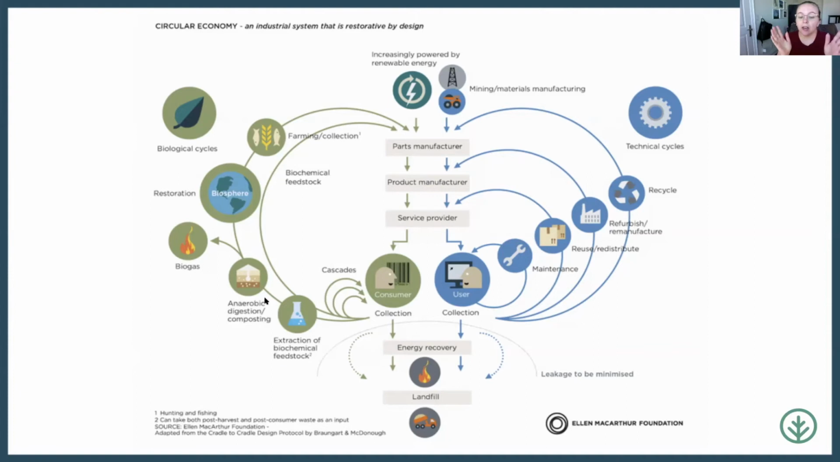Of course, with anything, there will be leaks. Not everything is going to be perfectly captured, but the idea is to minimize the leakage. So anything that comes out of this system that isn't reused or used for restoration, the hope is that we could get some energy recovery, and then some will end up going to landfill, just being realistic. But the idea is that we'll vastly minimize that.